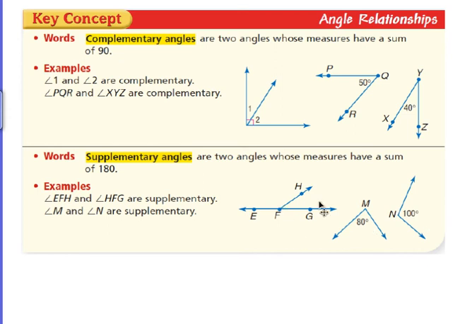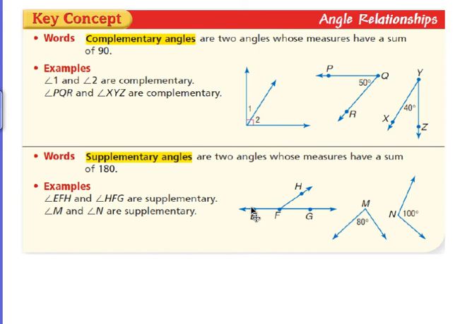Here, this picture here, you have two options. You can either call this linear pair because not only are they supplementary angles because they add up to 180, but also too, they share a side and a vertex, which makes them adjacent. In other words, EFH and HFG.